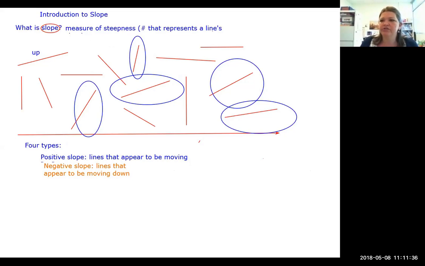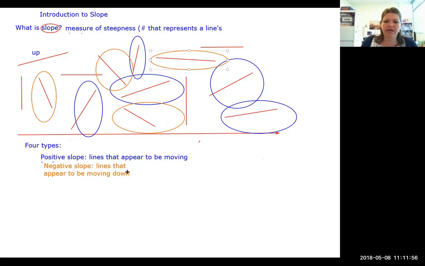Okay, so we are going to draw here some circles in orange. So it looks to me that line is going down there. This one is also going down. Do you see any other lines that are sloping down? Yeah, we have some that are sloping really quickly down and another that's sloping really slowly down, but those are all sloping down. And so negative slope are lines that appear to be moving down as we go from left to right. Okay, great.